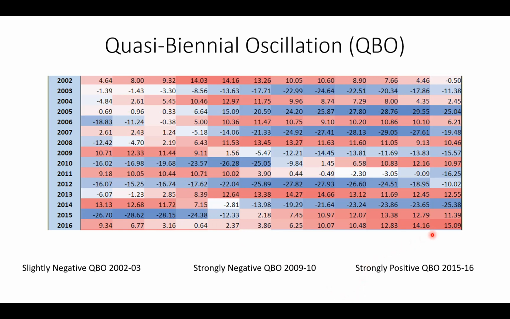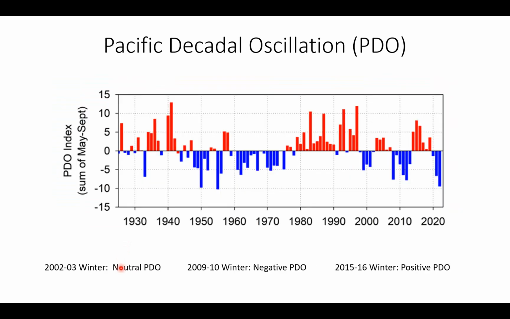2015-16 winter season, the third analog El Nino winter we looked at, we generally had a strongly positive QBO. So we had a value of positive 11.39 in December, positive 9.34 in January, and positive 6.77 in February. And I'll get into the importance of the QBO here momentarily.